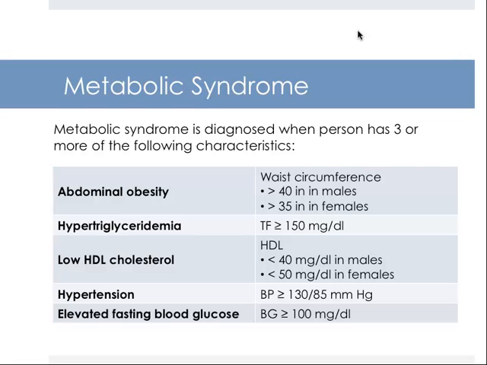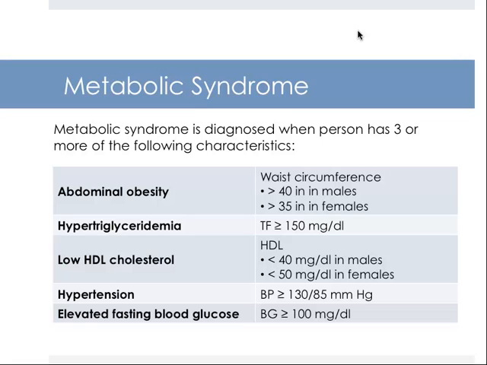And then the last one is your fasting blood glucose, so your fasting blood sugar. This is after you fast for 8 hours. If your blood sugar is above 100, that's a risk factor for metabolic syndrome. You might also know that having a fasting blood sugar above 100 is also the grounds for diagnosing prediabetes. If your fasting blood sugar is 100 to 125 milligrams per deciliter, that's prediabetes.